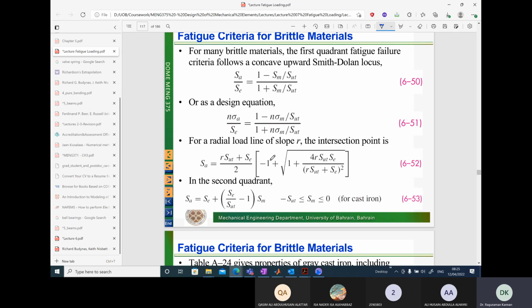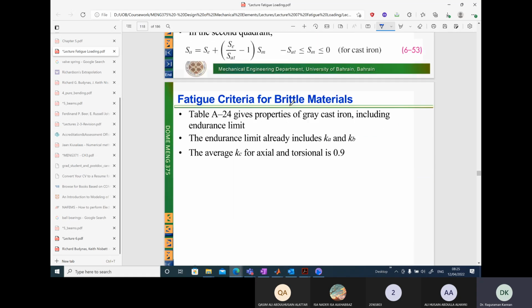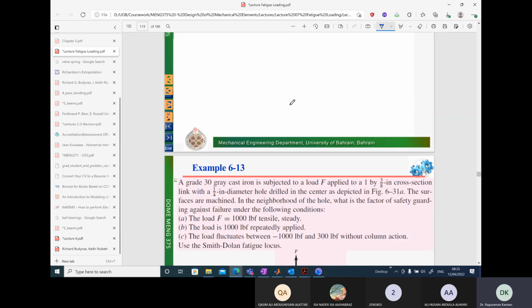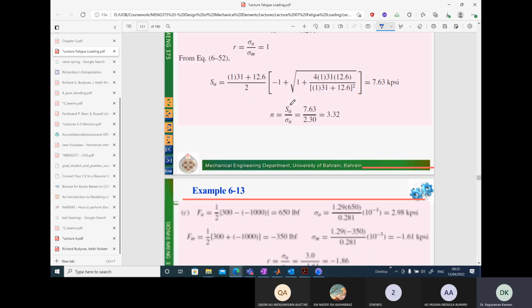In the case of brittle materials, we do not use any of the four theories we have seen before. Rather, we use the Smith-Dolan locus. So this is the theory we are going to follow. I wouldn't call it a theory again. It's an empirical equation which we follow for brittle materials. Okay, so what is the difference? There is some difference in the equation. So first, let us see the graphical representation of the failure envelope for the Smith-Dolan locus, and then we will come back.